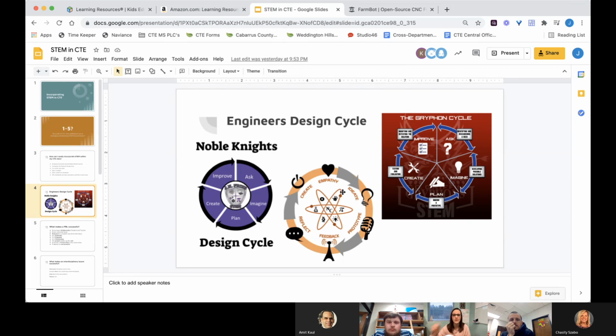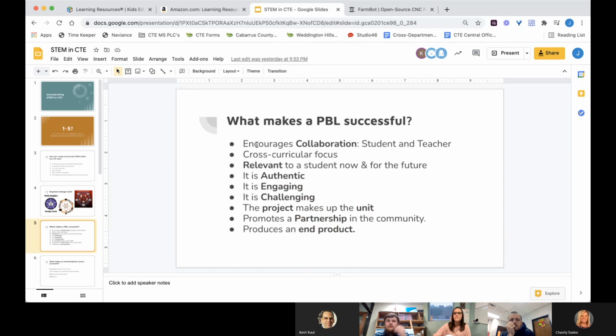So anyway, I just wanted to put that up there so that you had a visual of going back to that engineer's design cycle. I'm sure it's posted probably around your school.